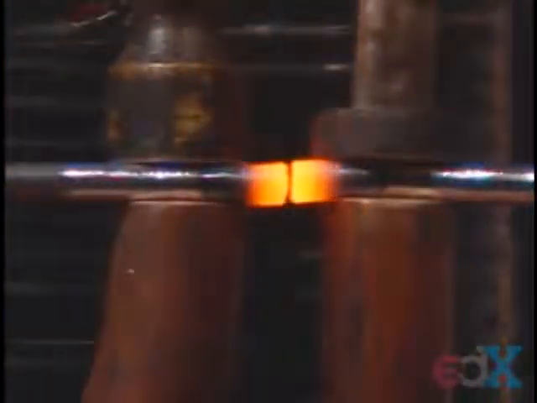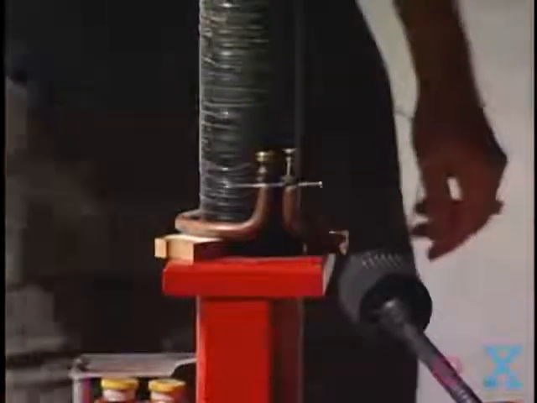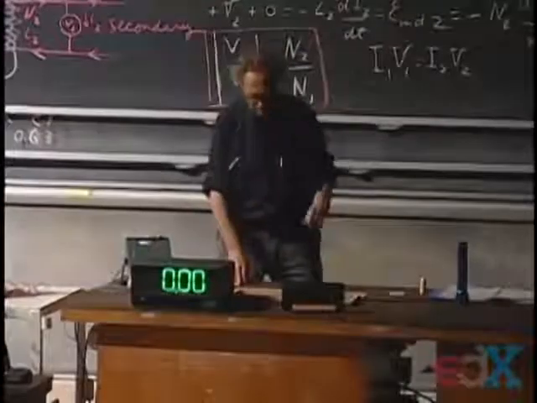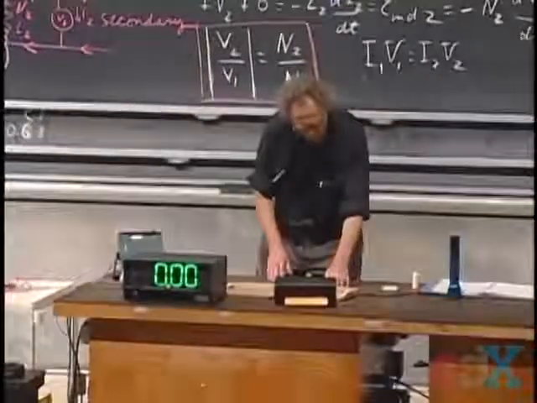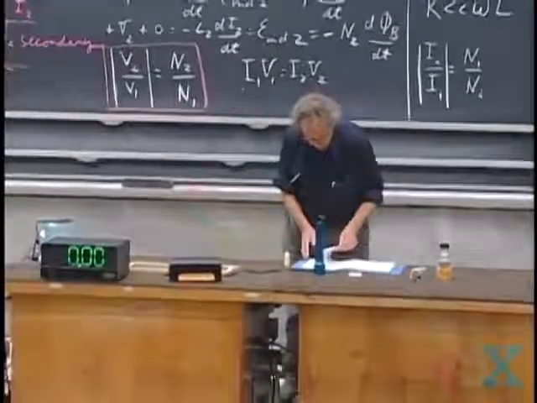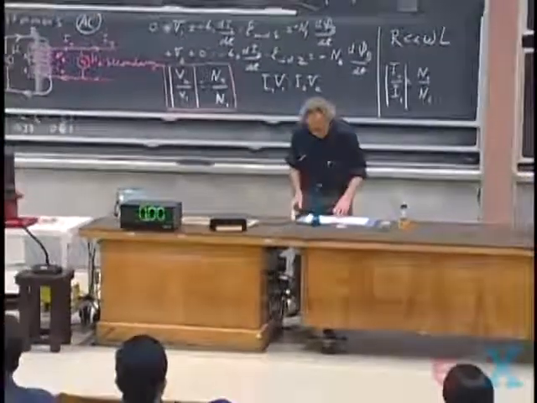It's already gone. That was fast. So you saw it glowing, and you can actually see that the nail melted. So you've seen an example now where the current is immensely high.